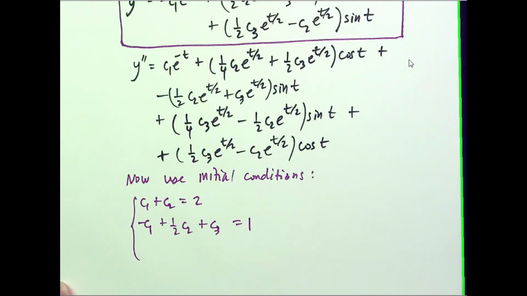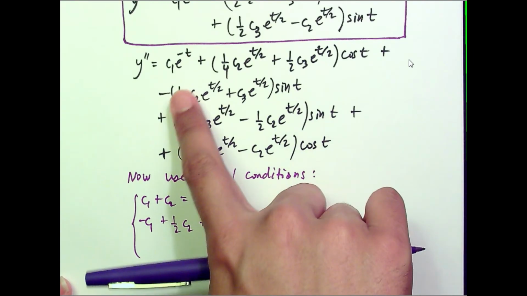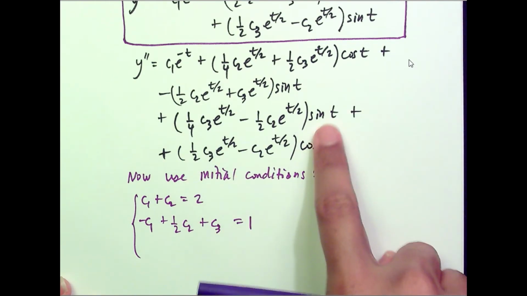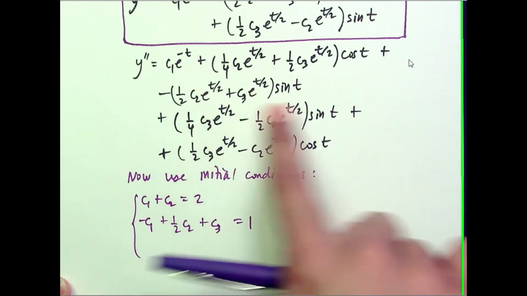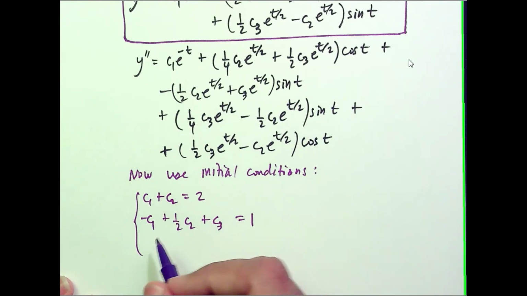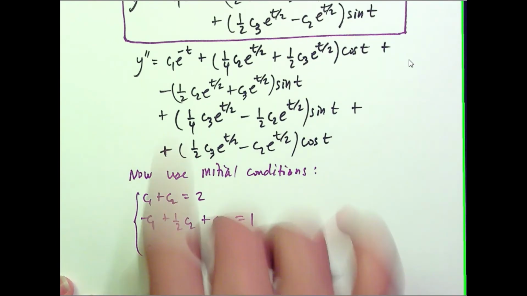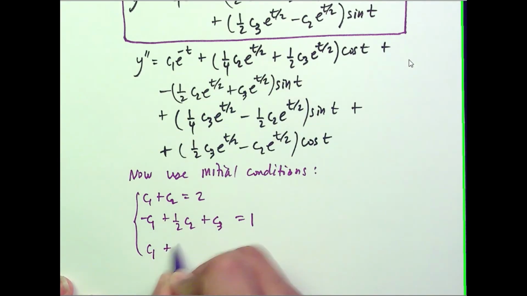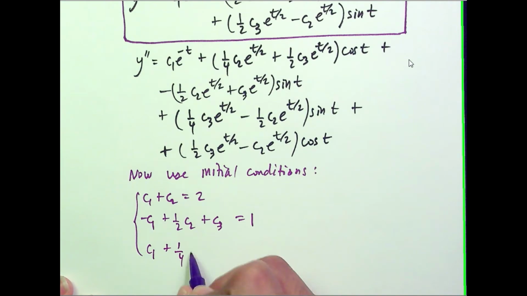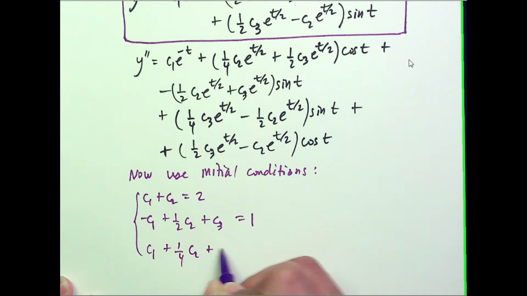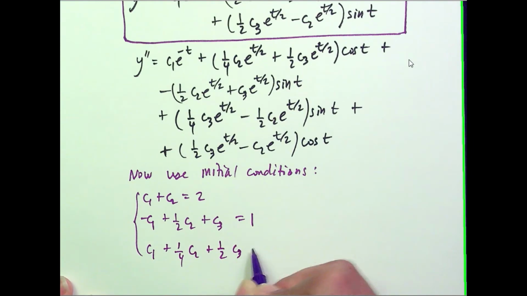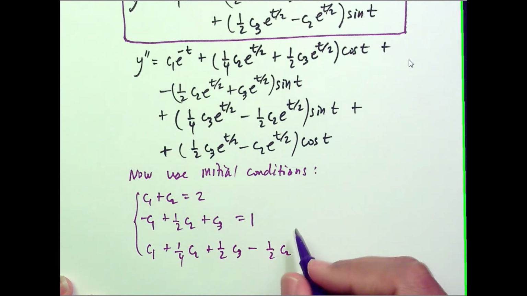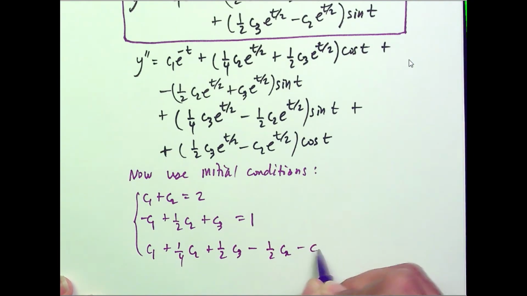And lastly, now you plug in 0 in the second derivative. Everything that has a sine goes. Sine of 0 is 0. All of that disappears. So you want to only end up with c1 and then all of this, which is plus a quarter c2 plus a half c3 minus a half c2 minus c3.